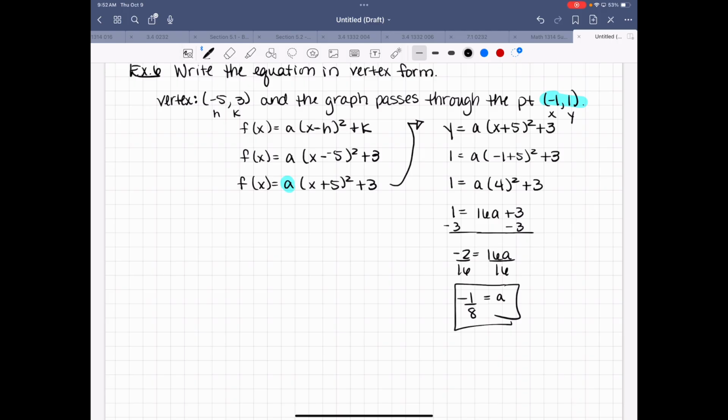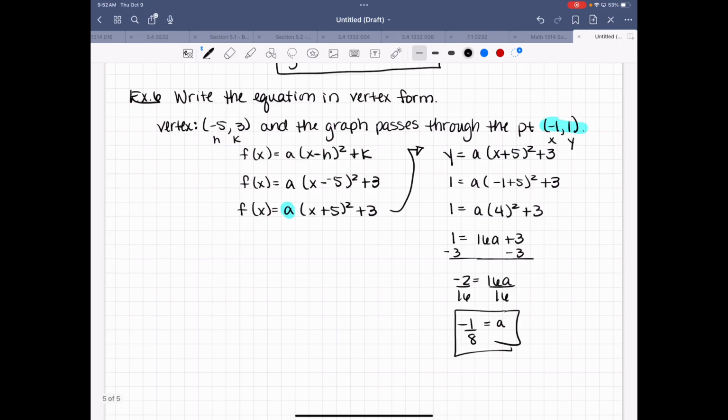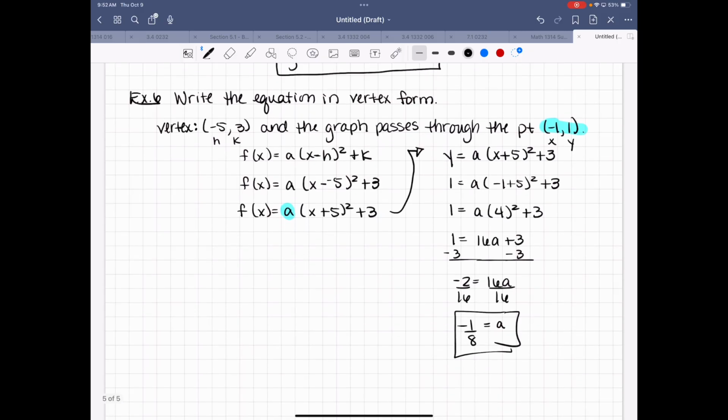Something happened. What happened? Did I plug it in wrong? Okay, it passes through -1, 1. Now, this would be fine if I had written the vertex correctly. The vertex was actually -5, -3. This is how you work the problem, though. You got the right answer, that's a. So now write your equation. f of x equals -1/8.